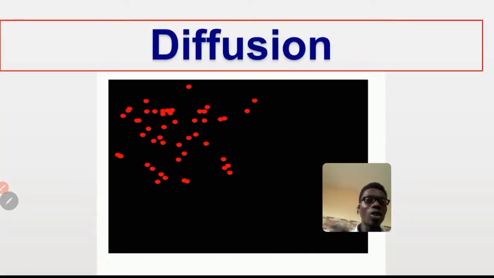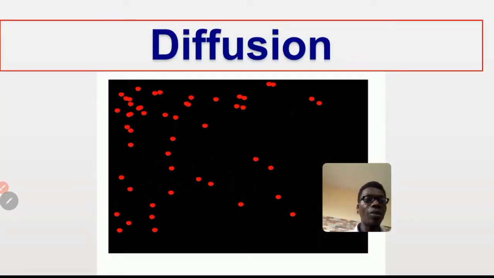So that's an overview of the whole of them. So this is diffusion now proper.